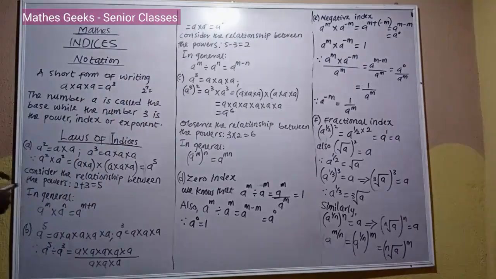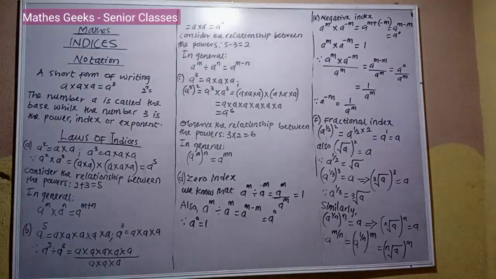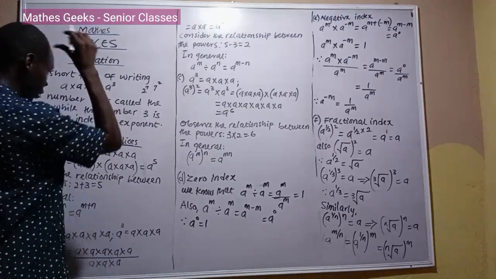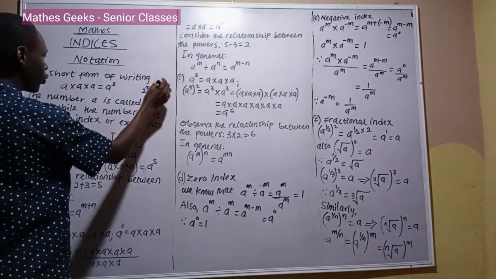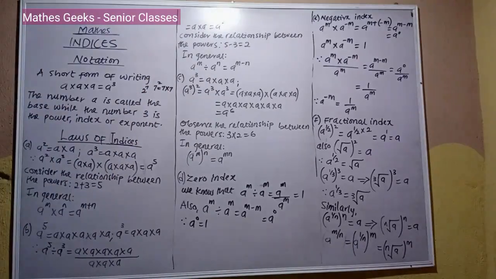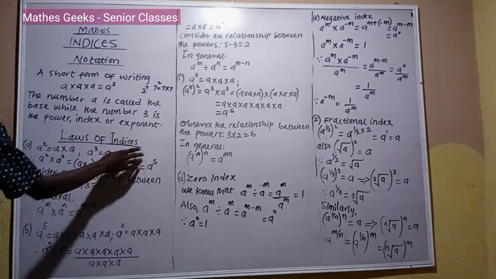So the power tells you the number of times that a should multiply itself, or the number of times that 2, which is the base, should multiply itself. That's what indices mean. So if it is 7 raised to 2, it means that the base 7 should multiply itself 2 times. That's what it implies, so take note of that. So a raised to power 2 is equal to a times a, and a raised to power 3 is a times a times a.